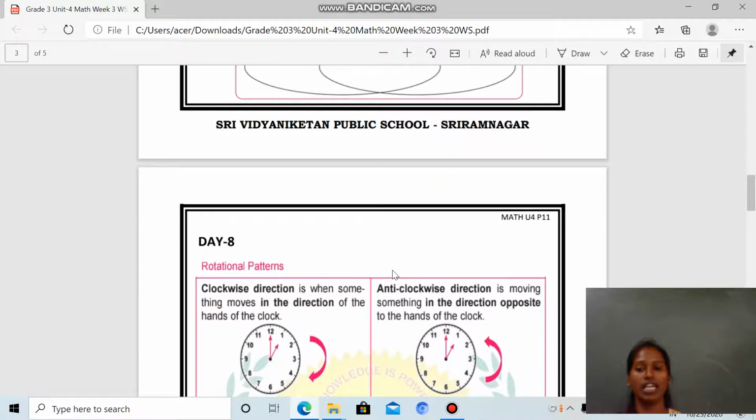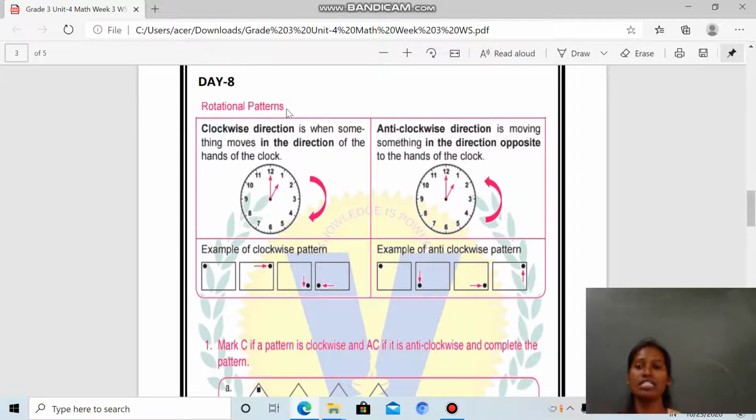Coming to day 8. The topic is rotational patterns. Clockwise direction is when something moves in the direction of the hands of the clock. So this is the direction of clockwise. For example, here is the given pattern. Here is the given point. It has to move in the clockwise direction. So the point will come here. In the next image the point will come here, and in the fourth image it will come here. So this is the clockwise direction of this pattern.